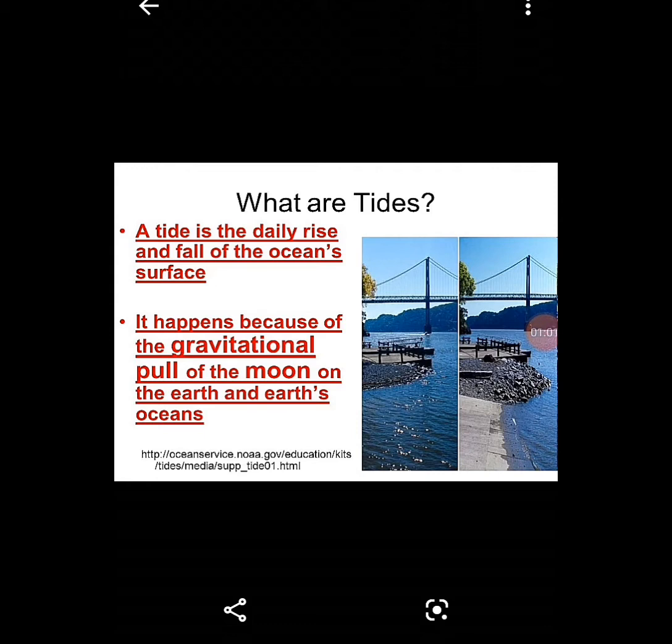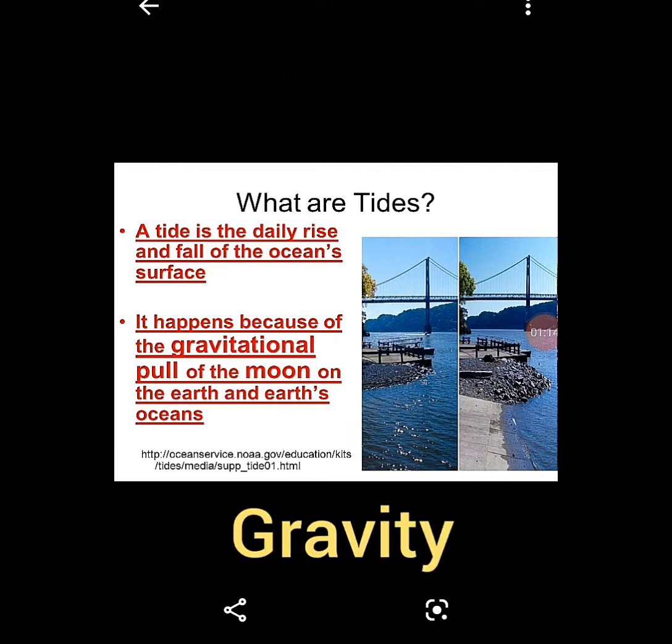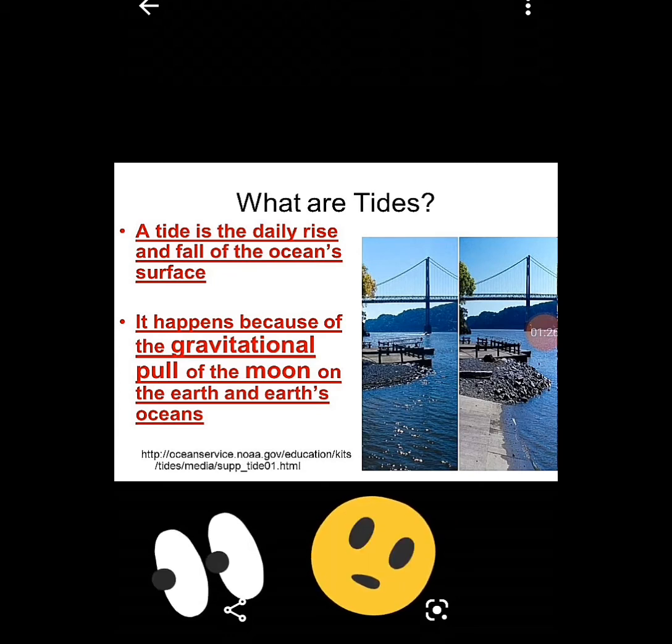It happens because of what? What force can cause tides? Or what force can cause high and low tides? Gravity, excellent. So it happens because of the gravitational pull of the moon on the earth and earth's oceans. What? We did not get it.